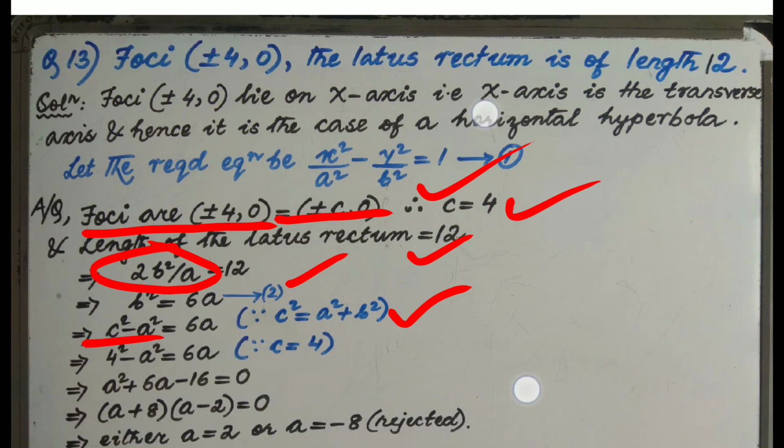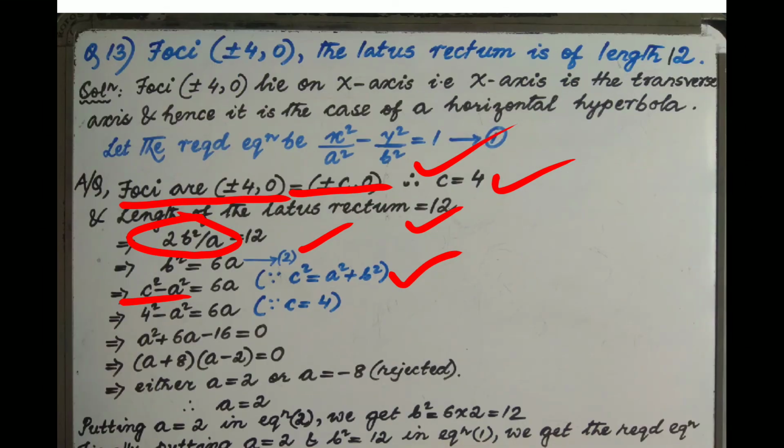factorize the terms. See, a square plus 6a minus 16 equals to 0. If we factorize it, we shall be getting two values of a. One will be either a equals to 2 or a equals to minus 8. Now, a means what? It is semi-transverse axis, which is a length. Length can never be negative. So we are rejecting a equals to minus 8.